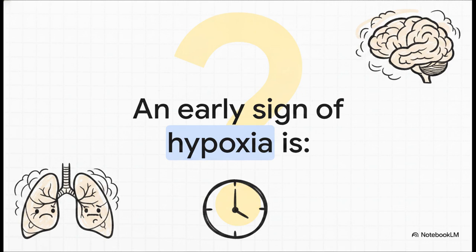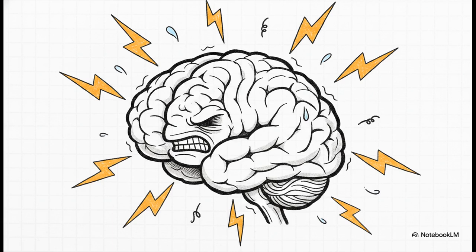Question 1. An early sign of hypoxia in a client with developing respiratory failure is A. Cyanosis, B. Restlessness and confusion, C. Bradycardia, or D. Decreased respiratory rate. Drop your answer right down in the comments. You've got 3 seconds to lock it in. 3, 2, 1. And the correct answer is B.